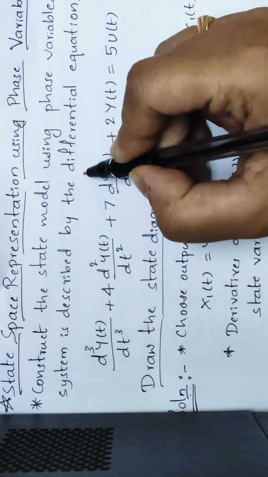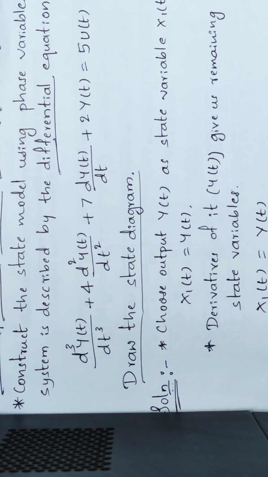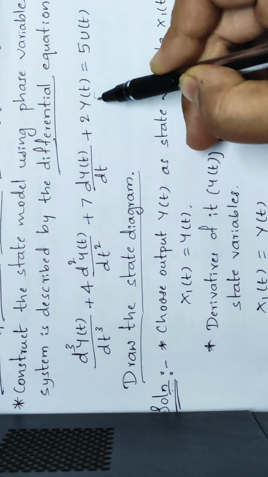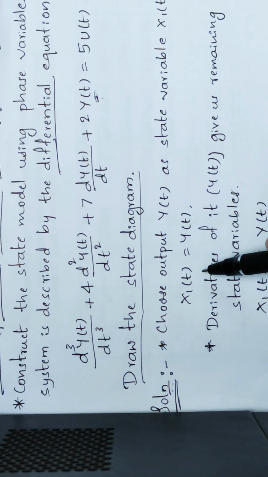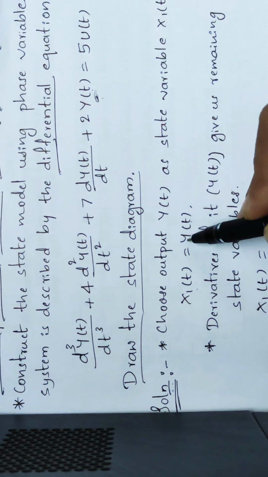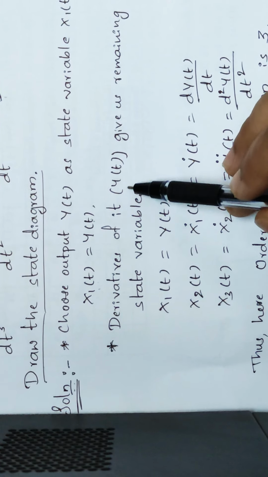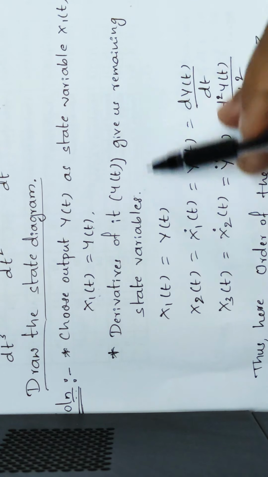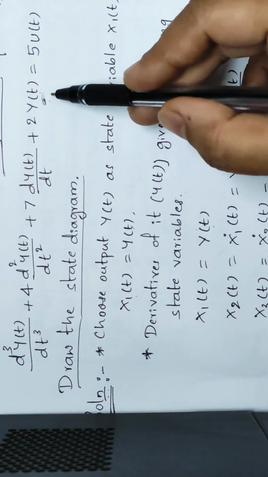In this differential equation method, as I said just now, first we have to select our first variable as the output variable. Here the output is y of t. This is our first one. So here our first variable x1 is y of t. Then what about x2, x3, x4? I already said that x2, x3, x4 are nothing but derivatives of the previous one. So the derivatives of y of t give the remaining state variables. x1 is our y of t.